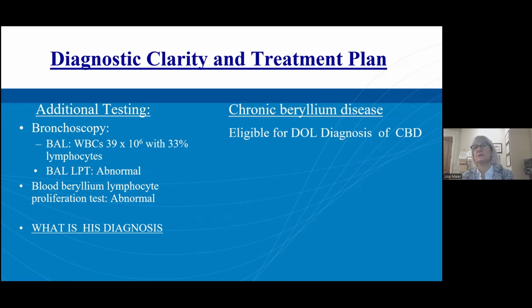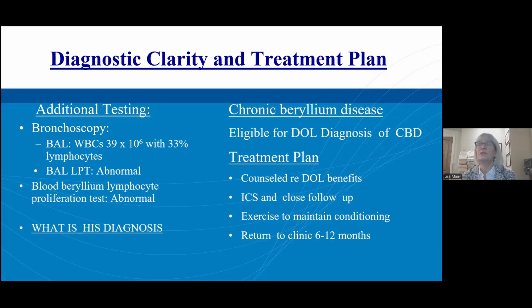chronic beryllium disease. This allowed him to be eligible for Department of Labor compensation for chronic beryllium disease, which includes $150,000 for some folks who have worked directly at a facility, as well as medical benefits. And so we counseled him about making sure he was applying for those benefits, gave him an inhaler with inhaled corticosteroids, and made some recommendations from a health maintenance standpoint, and had him come back to clinic.